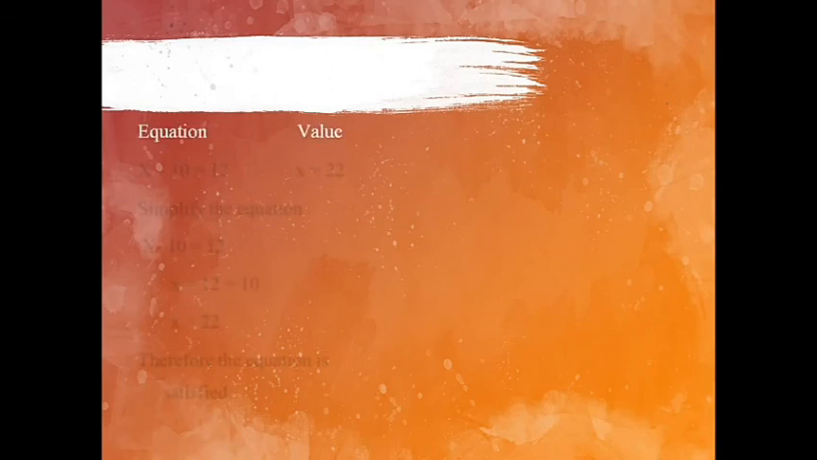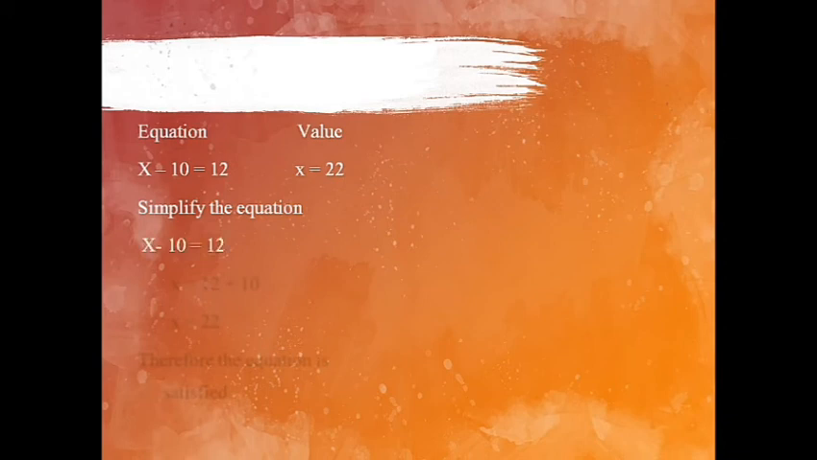Then the next equation is given x minus 10 equals to 12, and the value for it is given that x equals to 22. So we will simplify this equation to find out whether the value of x is 22 or not. So x minus 10 equals to 12. This is the given equation. Now we will transfer this minus 10 to the right hand side. It will become plus 10. Therefore x equals to 12 plus 10, and 12 plus 10 is equals to 22. Therefore here we got x equals to 22. Therefore the equation is satisfied.